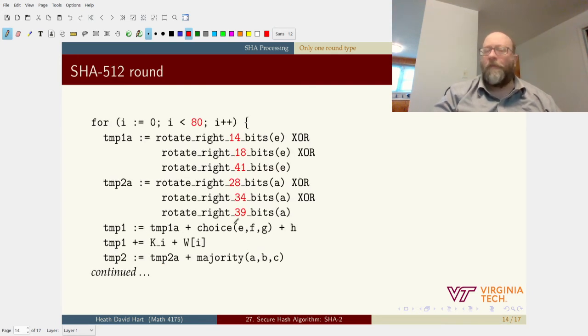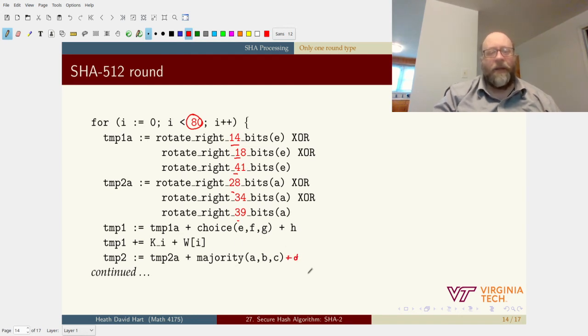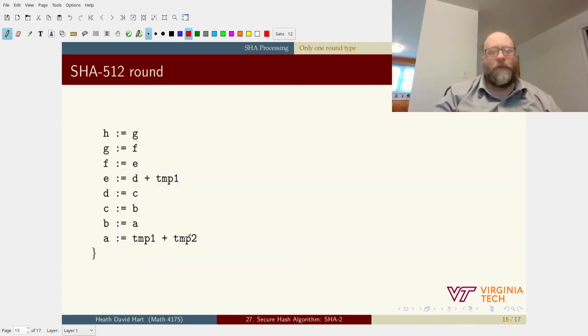So in the 512-bit mode, we have to go up to 80 rounds instead of 64 rounds. And because we're using a different word size, we're rotating by different amounts here. But except for the changes in these rotation amounts and the number of rounds, everything else here is the same, including the fact that I have left off the plus D from this term here. And then this part is exactly the same as well. All right.